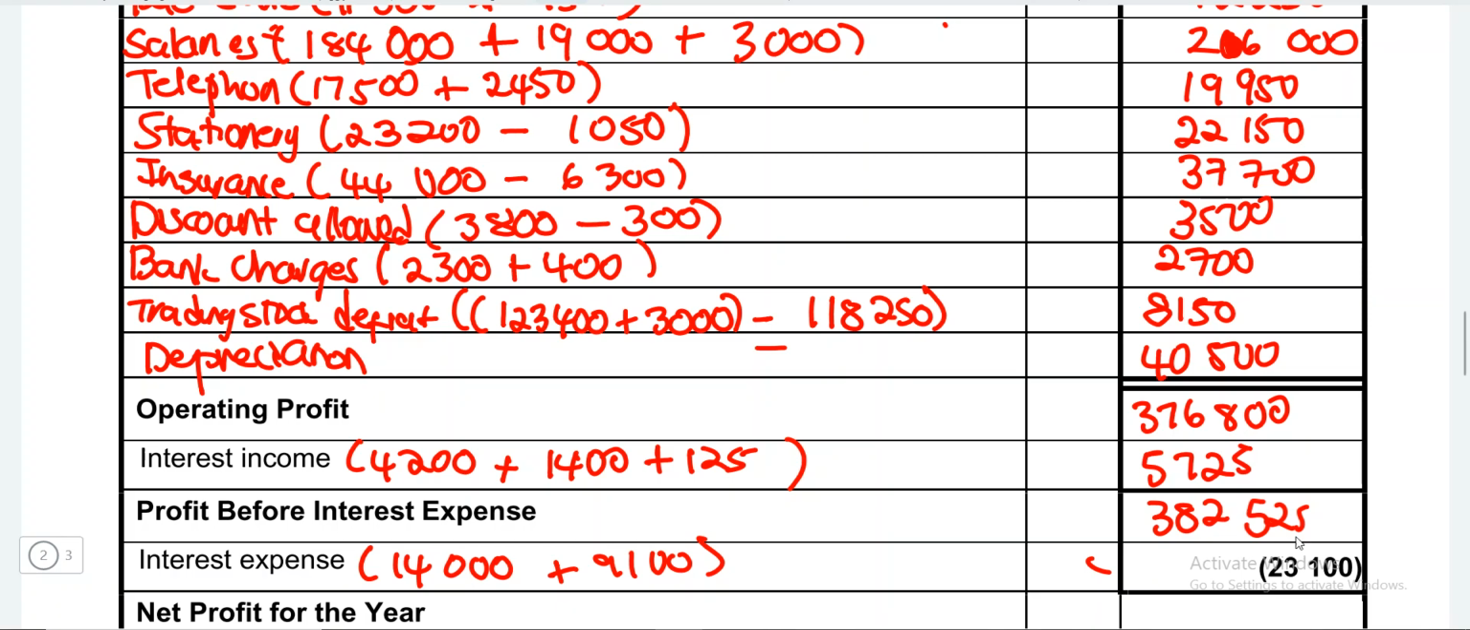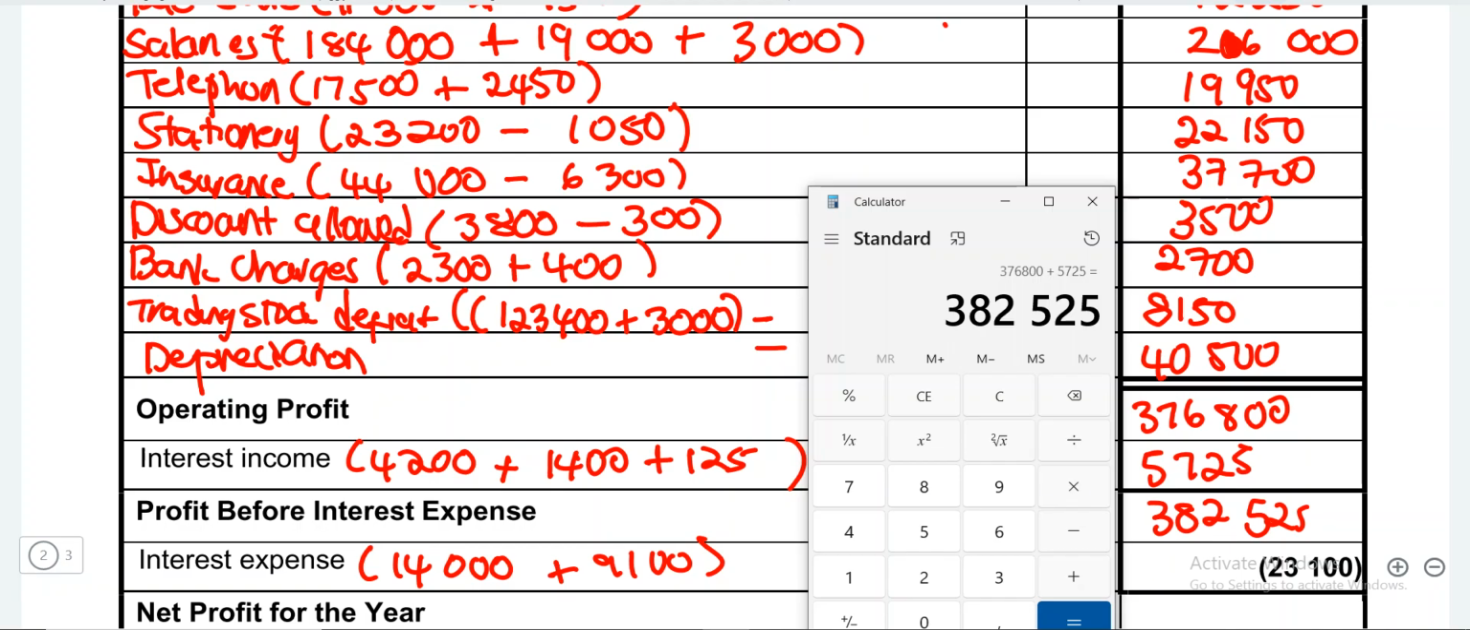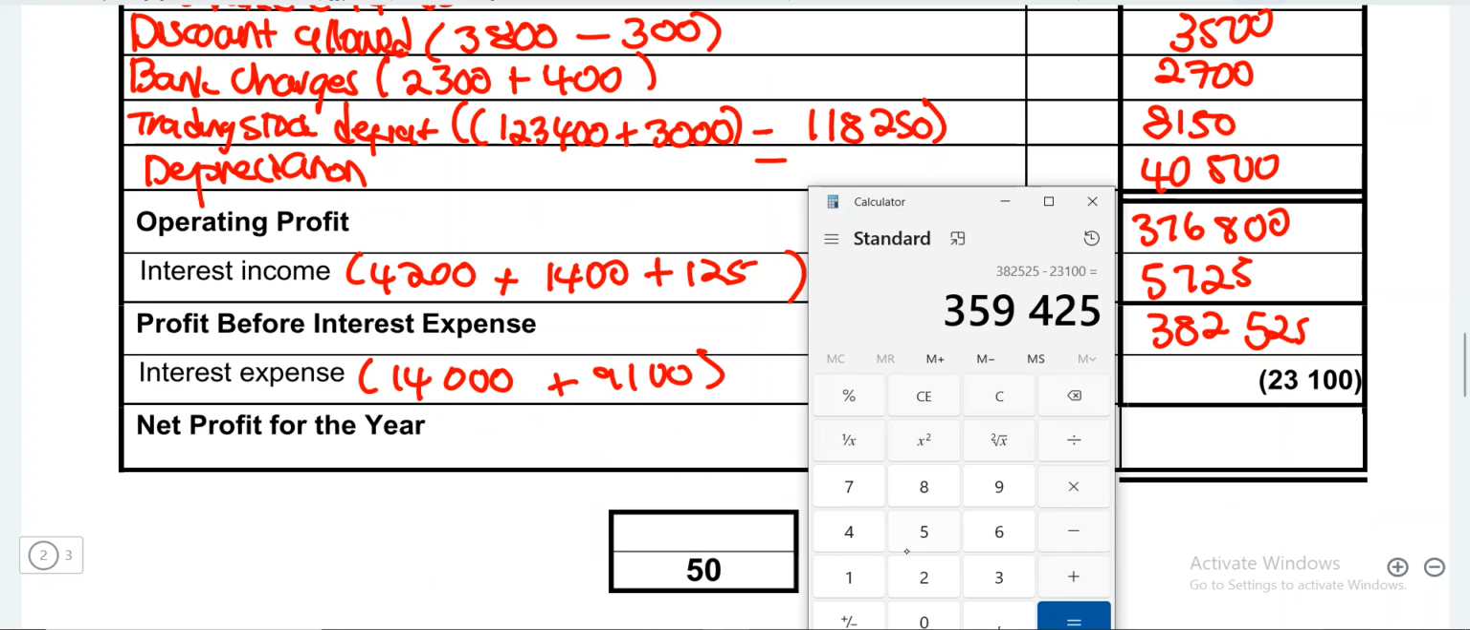And then when we take this answer and say minus 23,100, we are going to get 359,425. So our net profit for the year is 359,425.